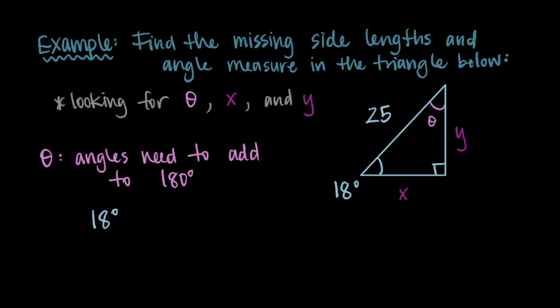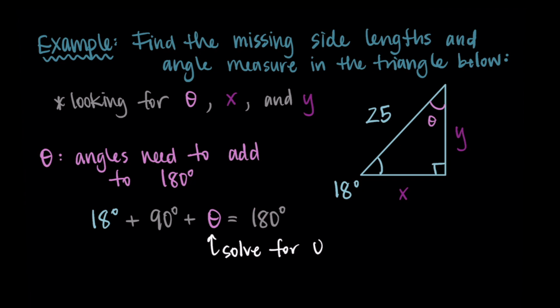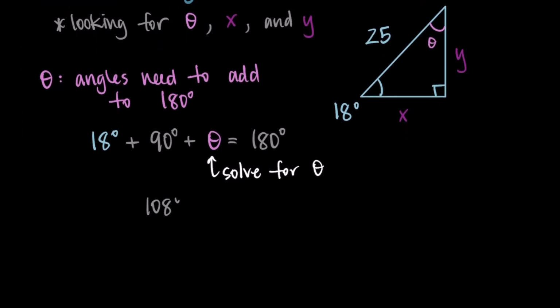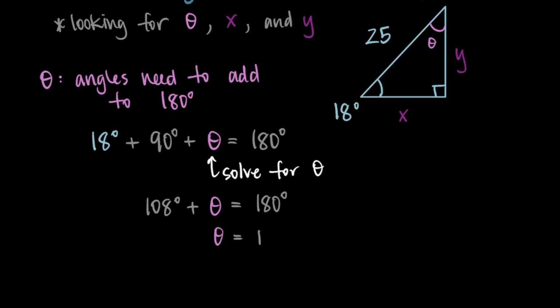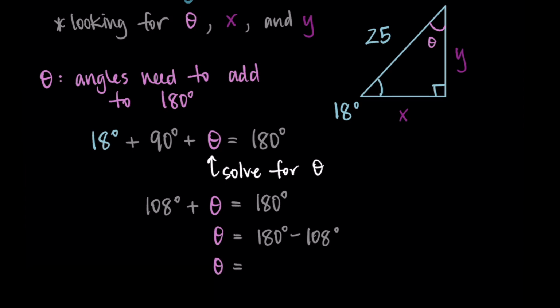So I can write an equation that says 18 degrees plus 90 degrees plus theta equals 180 degrees. Then I'm going to solve this equation for theta. 18 plus 90 is 108, and then I will subtract that from 180. So theta is 180 minus 108, and that is 72 degrees. So I found my angle, and it is 72 degrees.